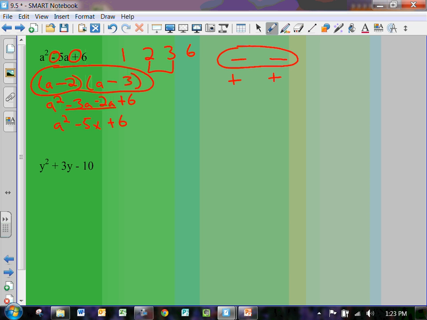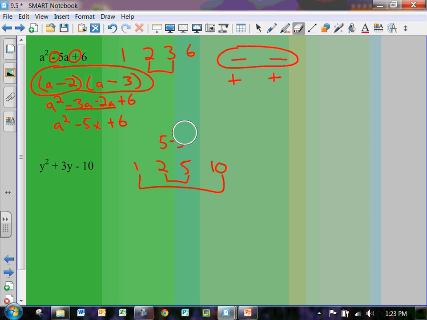All right, so the next one. So we got a 10 at the end, so the factors of 10 are 1, 2, 5, 10. And we've got a 3 for our center term. Now, 1 and 10 don't add up to 3. 2 and 5 don't add up to 3. But when they add up, it's not always going to be an addition. It could be that they end up being a subtraction. So we could do 5 minus 2.